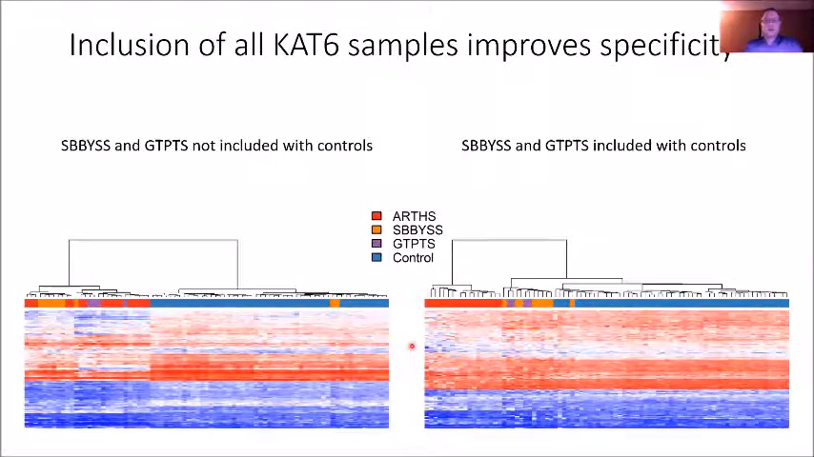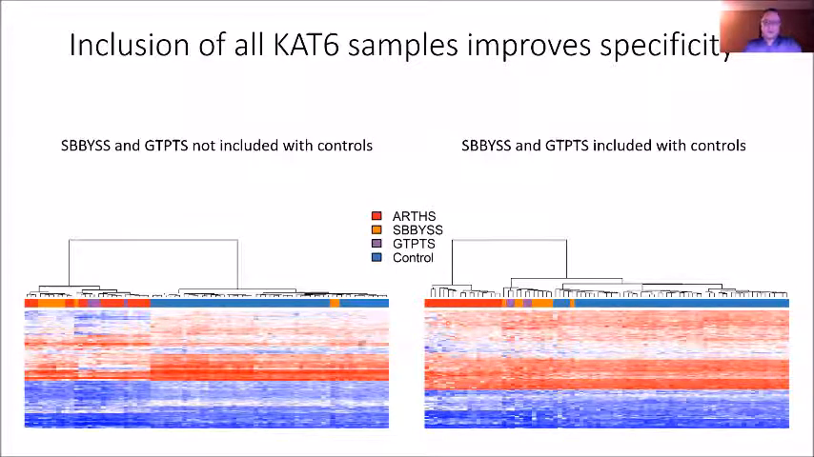And I mentioned how it was important that we had to include the Cat6b samples as controls. And this shows why that is. So on the left, this shows what the result would look like if we didn't include them. So we can see how the ARTHS samples in red, they're nicely separated from the controls. But if we didn't have these colors at the top here, we wouldn't know if these samples are the ARTHS, SBBYSS, or GTPTS, because they're all kind of mixed together. But once we included these as controls, we now have this clear dividing line, and we can differentiate the syndromes from each other.